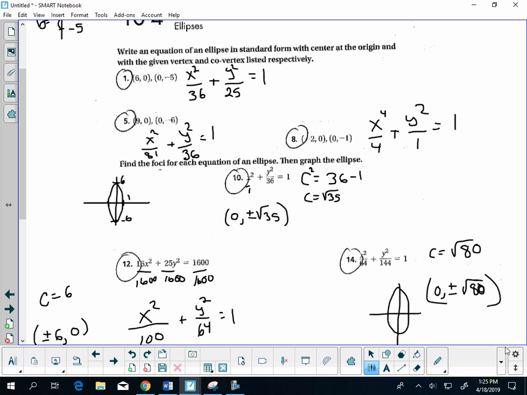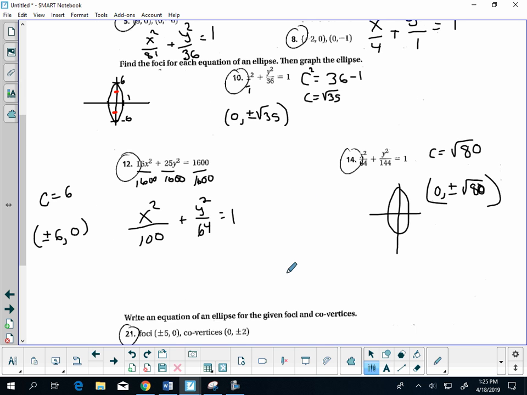Well, if I were graphing that, the foci are going to be on the major axis. So that's my y-coordinate. My x-coordinate doesn't change. It's my y-coordinate. So I add that to whatever my center is, and I subtract it from whatever my center is. All right, I'll let you go ahead and check 12 and 14.